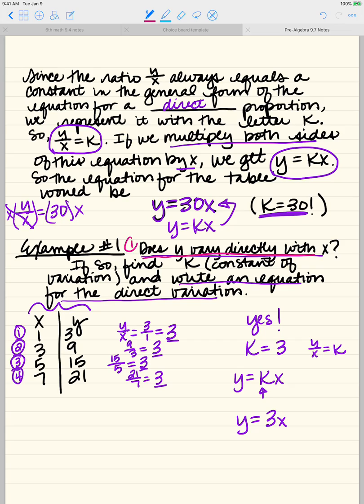So, one more time. Does y vary directly with x? It sure does. If so, find k. Y over x, in this case, k is 3. And write an equation for the direct variation, that was number 2, sorry. Write an equation for the direct variation. Y is equal to 3x.